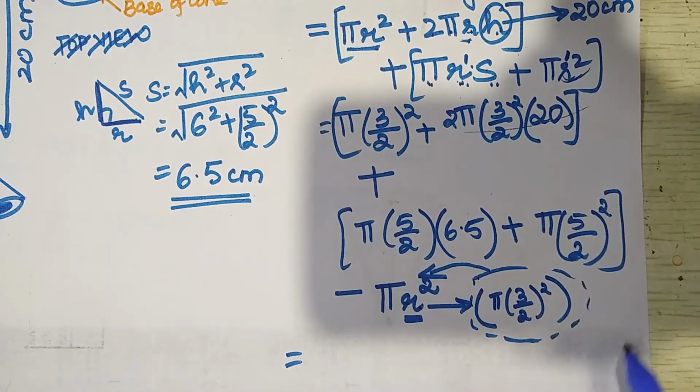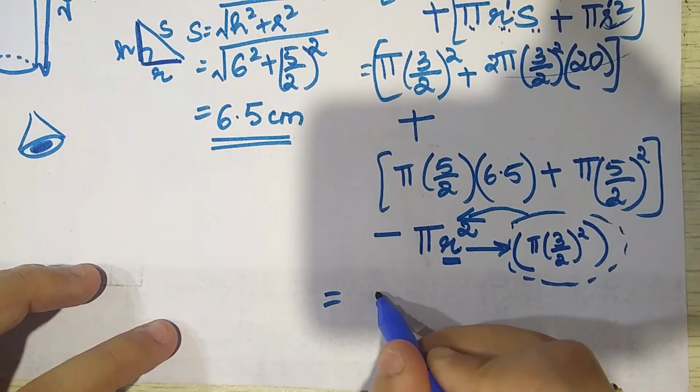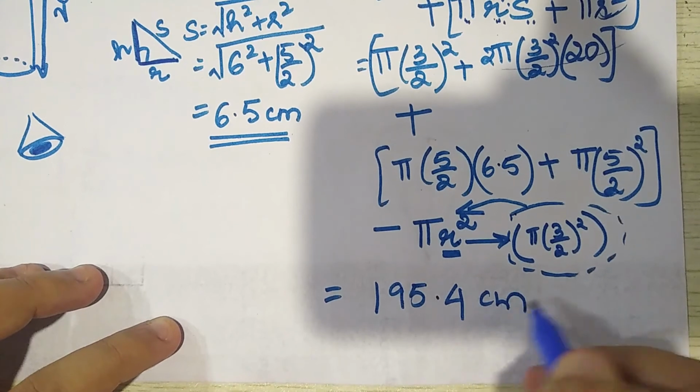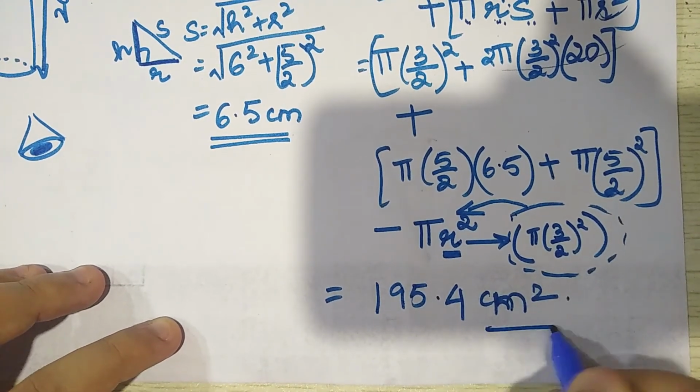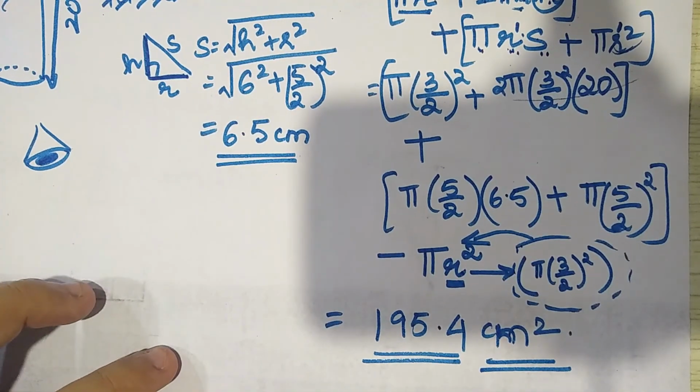After calculating all of this, you will get around 195.4 centimeter square. I've already told you why it is centimeter square. Just calculate this. If you get 195, then your answer is right.